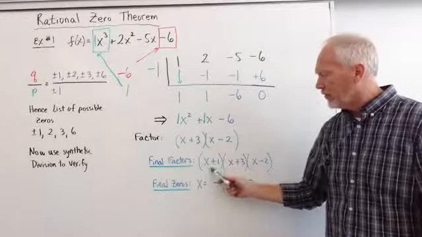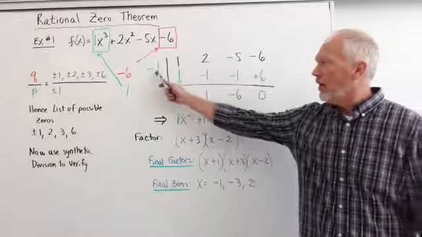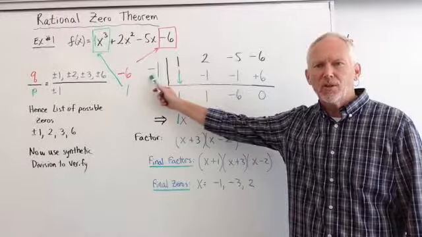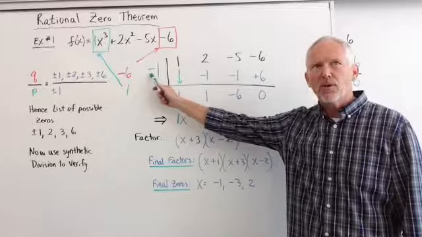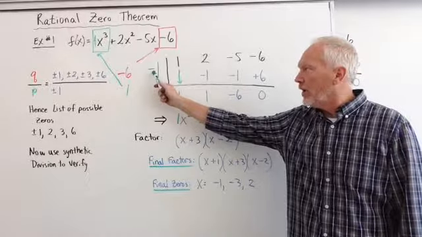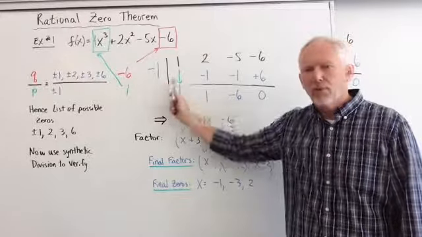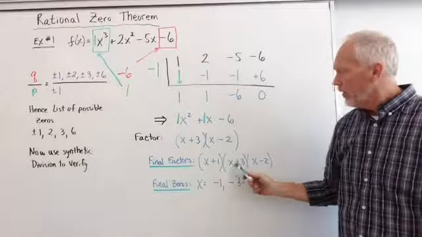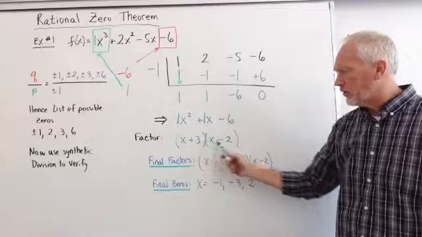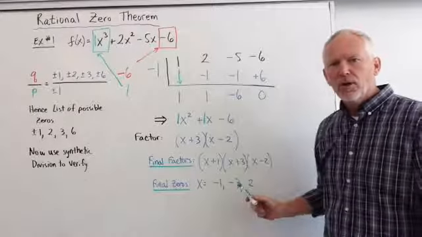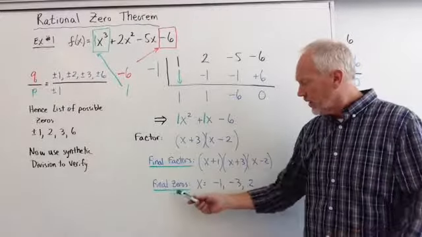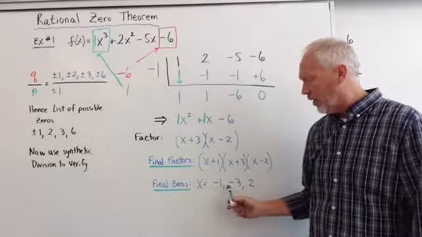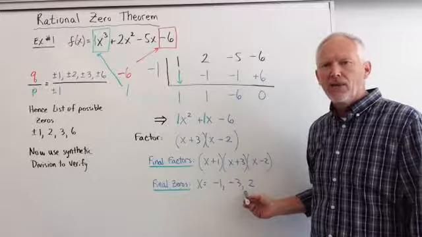So our final factors are x plus 1. Now I got that from here. Remember, this is what the x value is. So the factor is when I take this x equals -1 and add 1 to both sides, I get x plus 1 here. And then we found out that it was x plus 3 and x minus 2. So our final zeros in this case are x equals -1, -3, and 2.